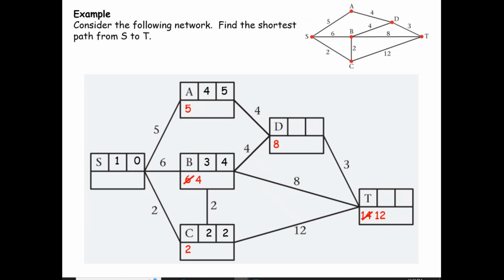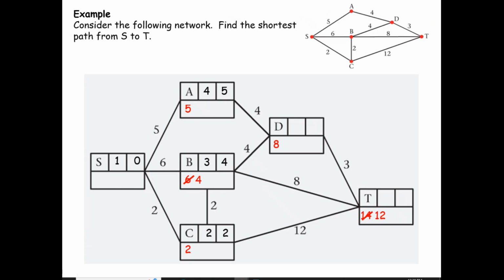The only one directly connected up to A that hasn't been permanently labeled yet is D, so that's 5 add 4 gives you 9. Now this is bigger than the 8 already underneath the D, so you don't need to write this in. You only need to replace a working value if it's smaller than the previous one. This 9 is bigger, so you don't need to put this in. You can put it in and cross it out, but you don't need to.